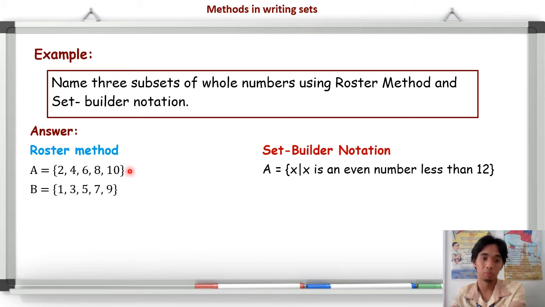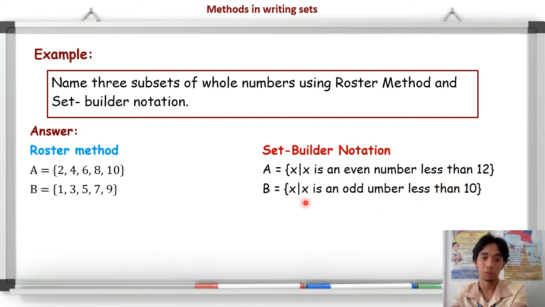Next we have set B, 1, 3, 5, 7, 9. And this 1, 3, 5, 7, 9 will look like this if we translate it into set builder notation form. Set B is equal to x such that x. Then the description is an odd number less than 10. As you can see, 1, 3, 5, 7, 9 are all odd numbers less than 10.